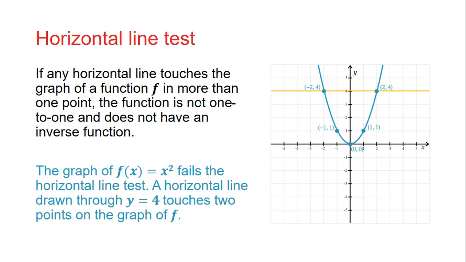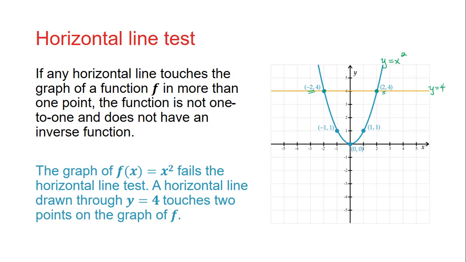We can see here we have the graph of y equals x squared on the screen. Again, that goes through (-2, 4), (-1, 1), (0, 0), (1, 1), and (2, 4). We notice that a horizontal line drawn through y equals 4 touches 2 points on the graph, right? So it's showing that the x values of -2 and 2 correspond to the same y value, which contradicts the definition of a one-to-one function. So this is a function, it is just not a one-to-one function.